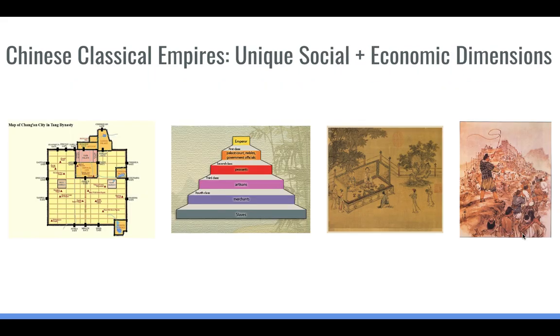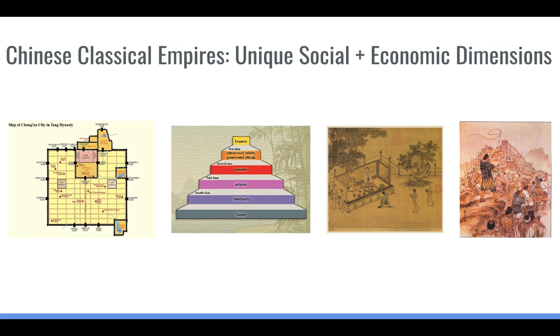Beyond this, we do see in the classical era, under the Qin and the Han, unique social and economic dimensions that develop in their societies. And in your review packet, I actually have a list of some key concepts, and I'm just going to go through some Chinese examples of some of these unique social and economic dimensions that help define China.